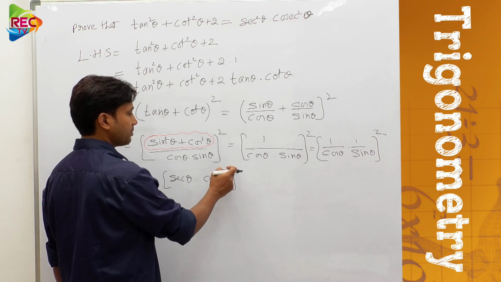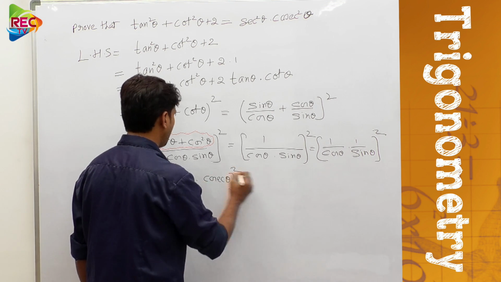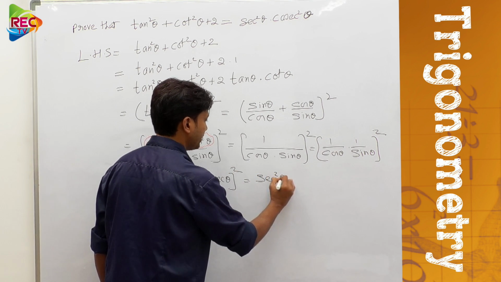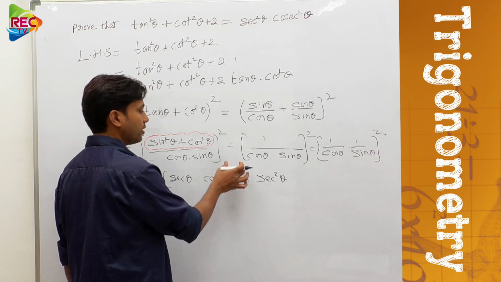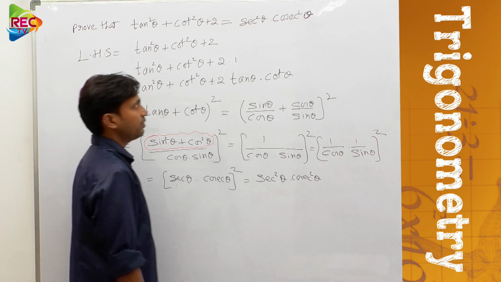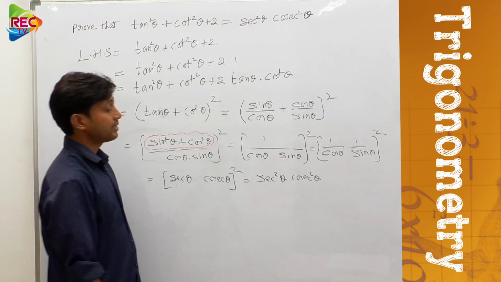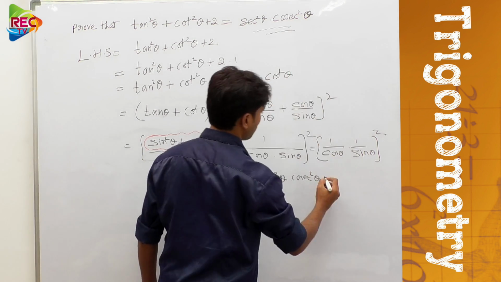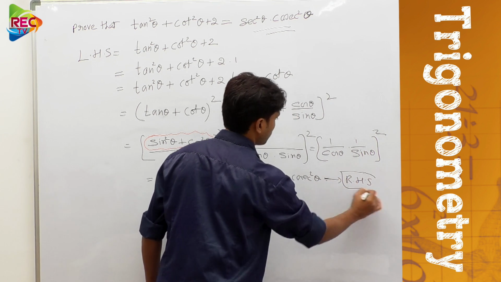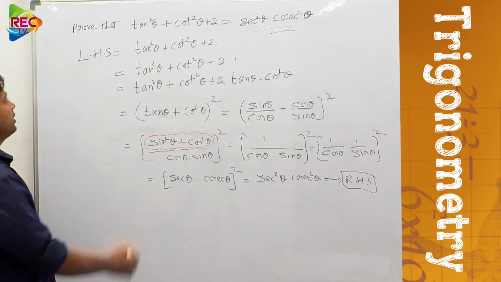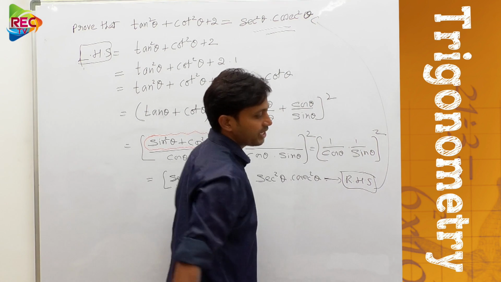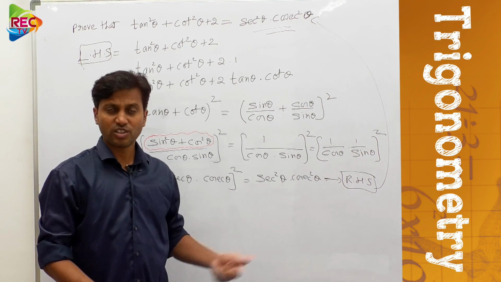Now the square is applied to individual terms. Then what happens? Secant theta whole square would be secant square theta, and cosecant theta also squared gives cosecant square theta. So now I think we obtained our required answer, that is RHS. What can we say here? We took the LHS part and we got RHS as per the requirement of the problem. So like this also we can prove.